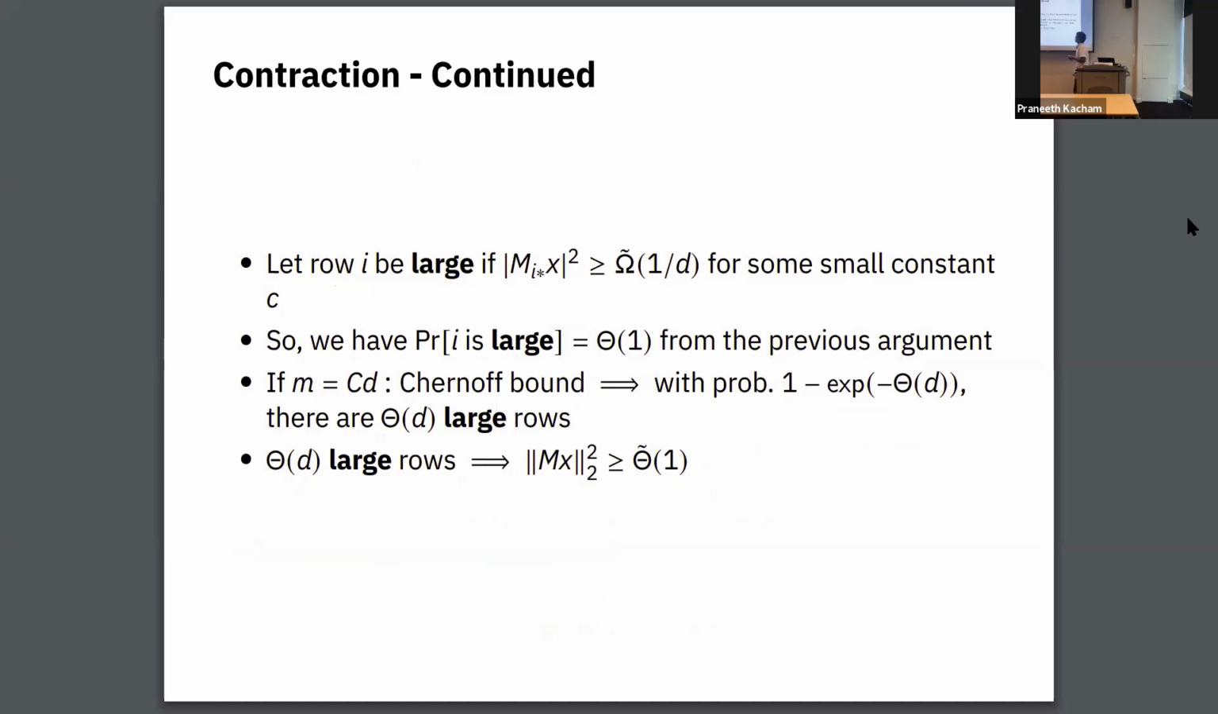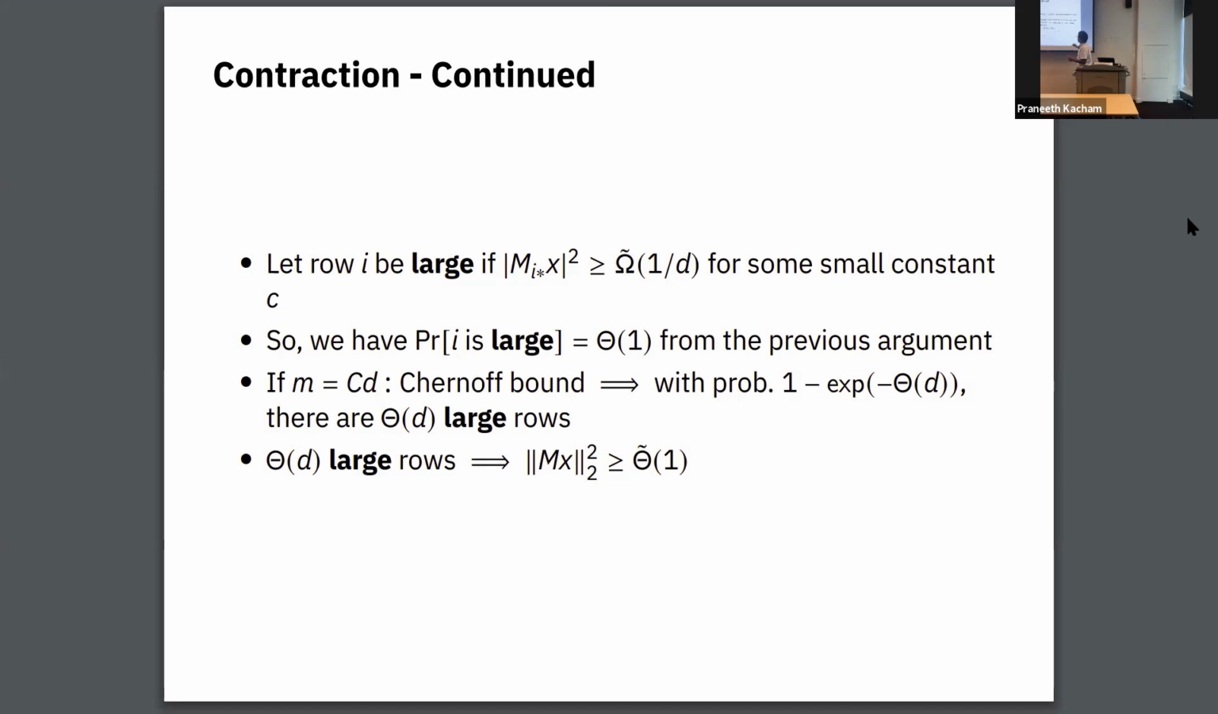So each row is independently large with a constant probability. And just using matrix Chernoff, we know that there will be a large number of large rows, that is at least CD. If I am considering M to have CD rows, some constant times d, and each row is independently large with a constant probability, I will have theta d rows which are large, right? And each large row contributes 1 over d to Mx squared. So with very high probability, Mx squared will be at least theta 1, hiding logarithmic factors.